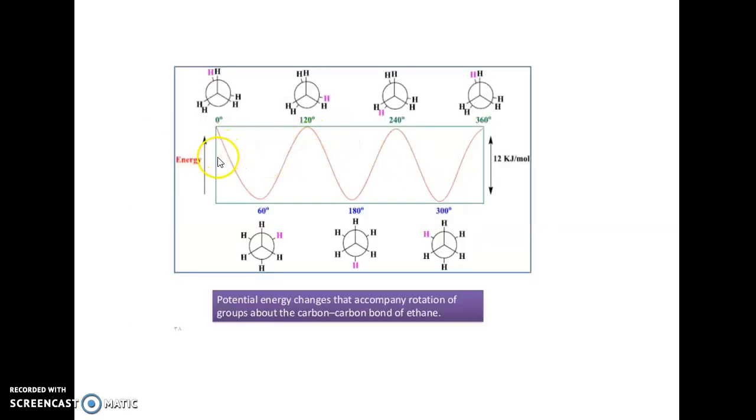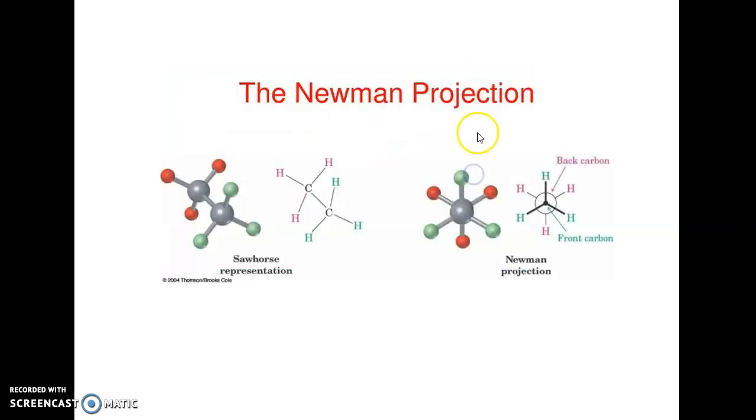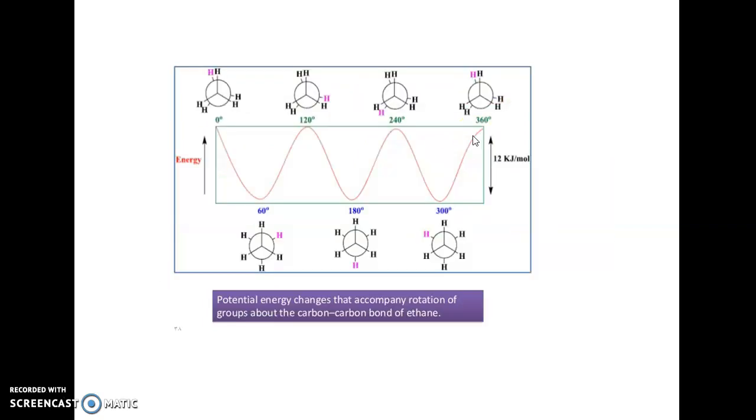See here, this is the energy against the angle of rotation. This is 60 degrees, 180, 300. This is 0 degrees, 120, 240 and 360. These are all eclipsed conformations. These are all staggered conformations. And if you talk about the energy, you can see this is highest, this is highest, this is highest and this is highest. Whereas you can see the energy is always least for all the staggered conformations.